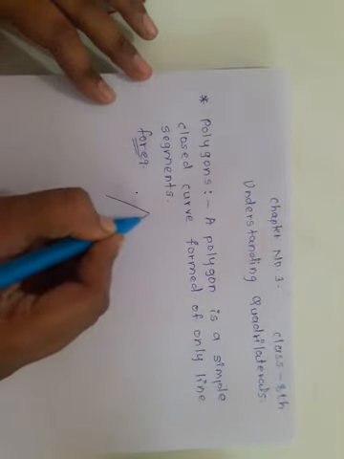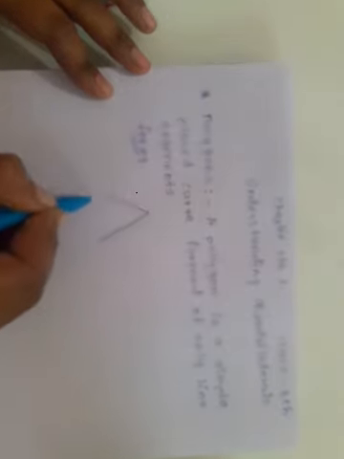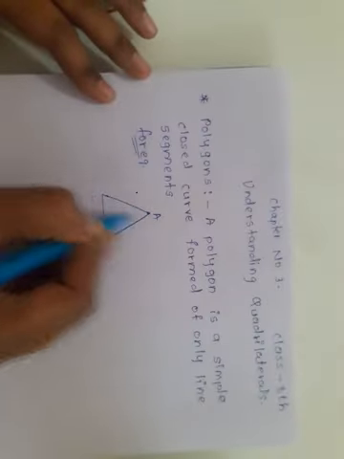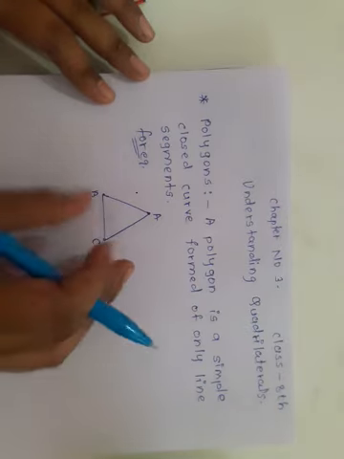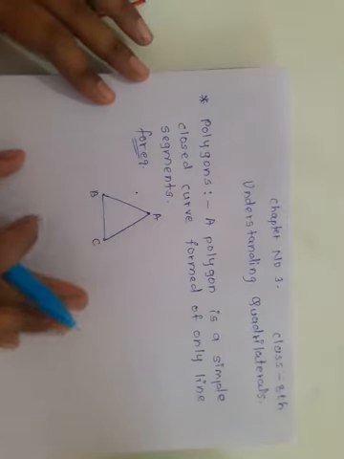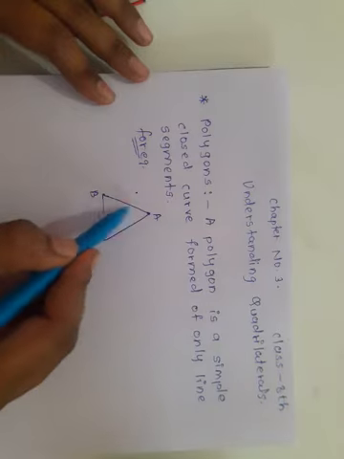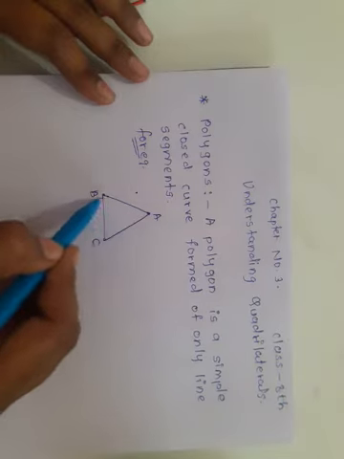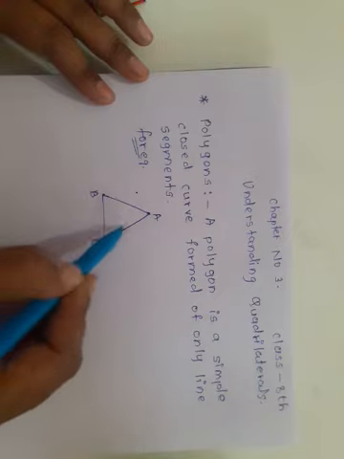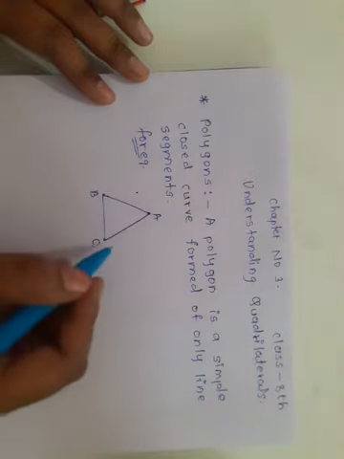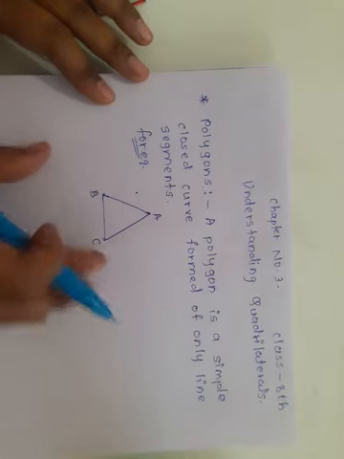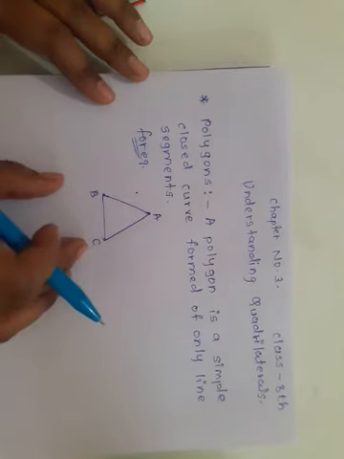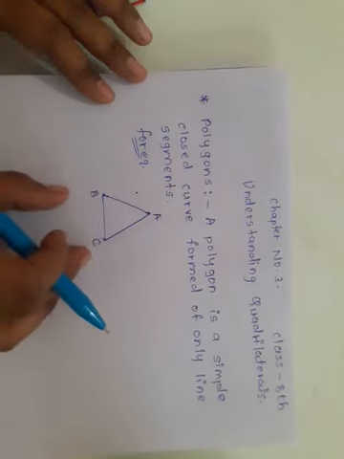See, a triangle is a very common example of a polygon. Triangle ABC is a very common example of a polygon. It is a simple closed curve, which means its line segments do not intersect each other, and again it is formed of only line segments. So this triangle ABC is a polygon.